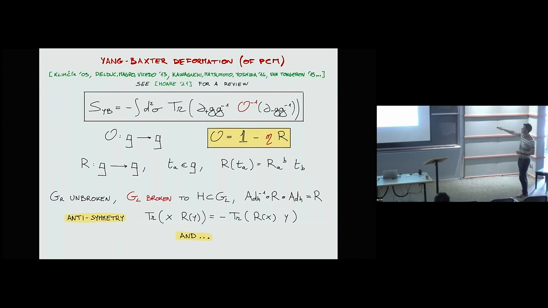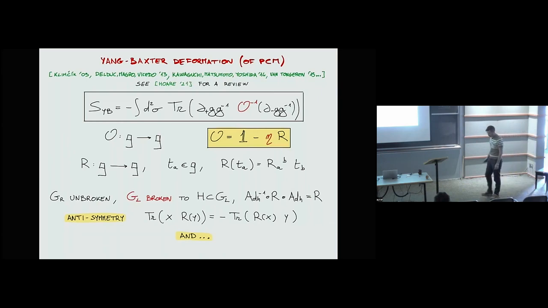So eta is again my deformation parameter, and R is a linear operator on the Lie algebra that I will call the R matrix. One reason why I can call it the R matrix is simply that if I choose a basis for my Lie algebra, then the action of R is encoded into the components R_ab of this matrix, okay?